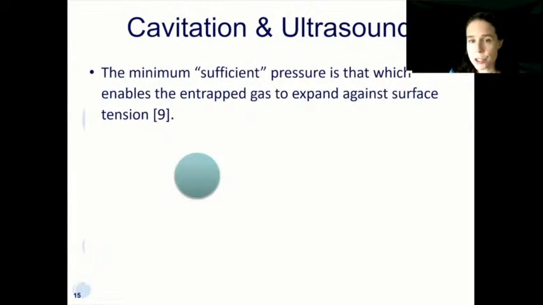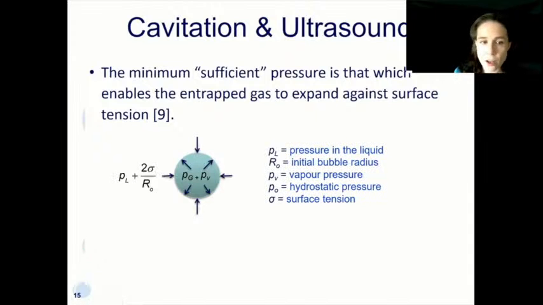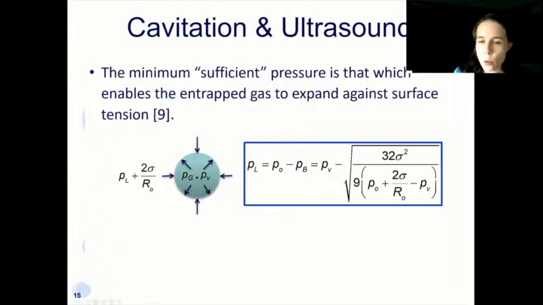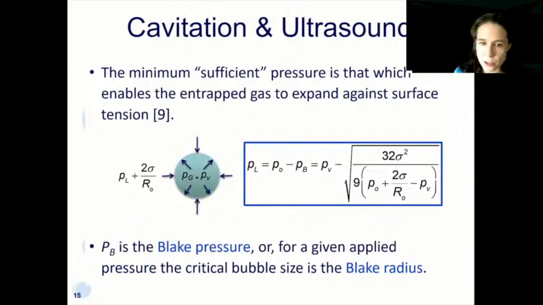Now, how can we calculate how much pressure is required? Well, the minimum pressure that we need is enough to basically overcome surface tension, so to enable the bubble to grow against the surface tension that's holding it together. And we can calculate that by thinking about the gas pressure inside the bubble and also the vapor pressure, the combination of those competing with the hydrostatic pressure in the surrounding liquid and the surface tension at the interface. And if we rearrange that pressure balance, we can get an equation telling us what the minimum pressure is we need to enable the bubble to expand. And that's known as the Blake pressure. Or if you want to look at it another way, for a given applied pressure, the critical bubble size for it to be able to grow is known as the Blake radius.